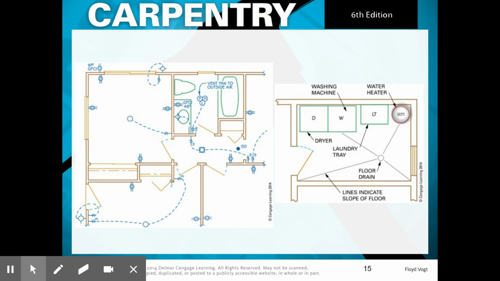On this one, there's a water heater. Here's a floor drain, so this is most likely a utility room. And this is letting you know that all four corners of this room are pitched towards this floor drain. So if the water heater starts to leak, or if the washing machine is running and overflows, all the water will flow towards this low point here.